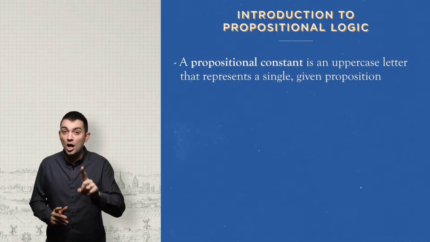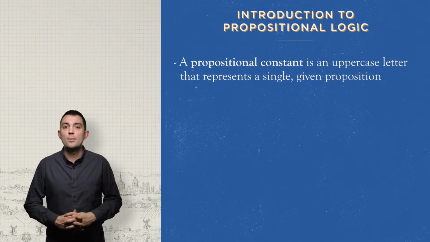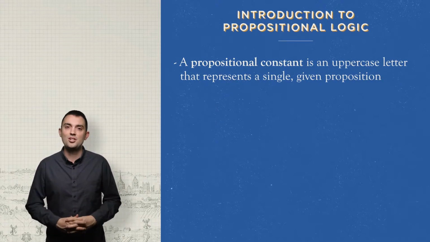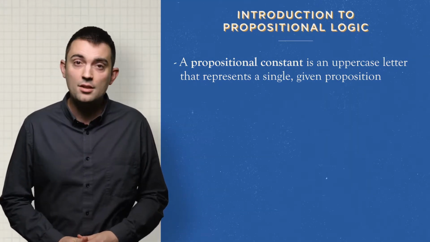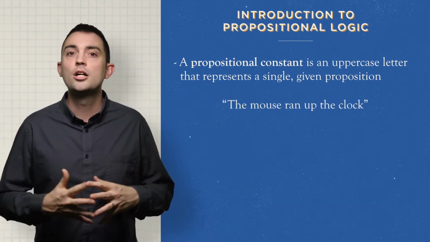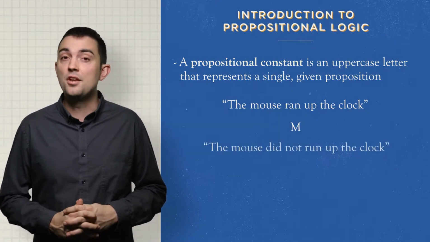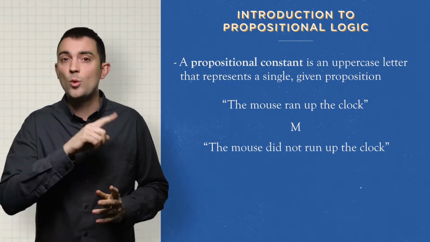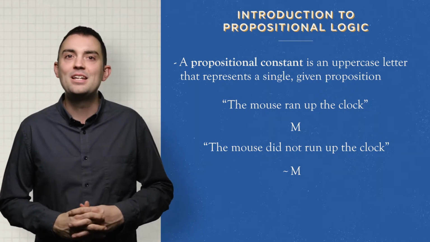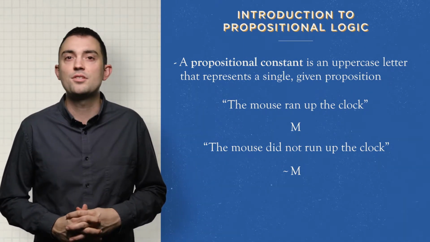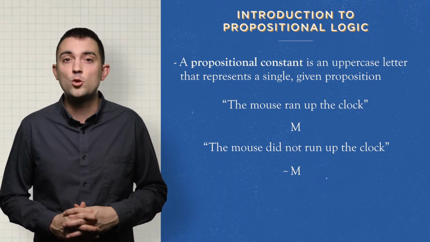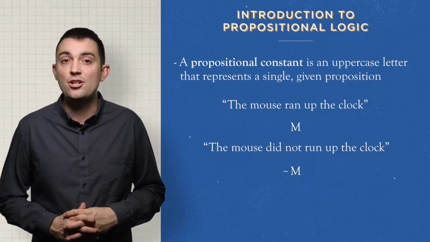A propositional constant is an uppercase letter that represents a single given proposition. So the statement, the mouse ran up the clock, could be represented by the constant M. The mouse did not run up the clock would then be squiggly line M, where M is still a propositional constant that represents the statement the mouse ran up the clock, and the squiggly line, the tilde, is the negation.